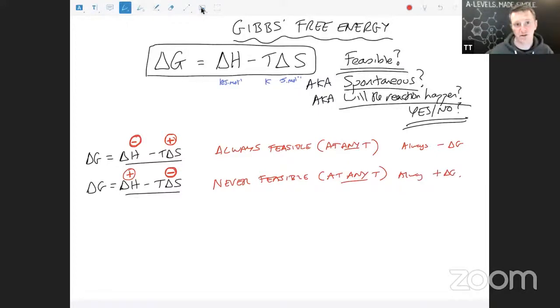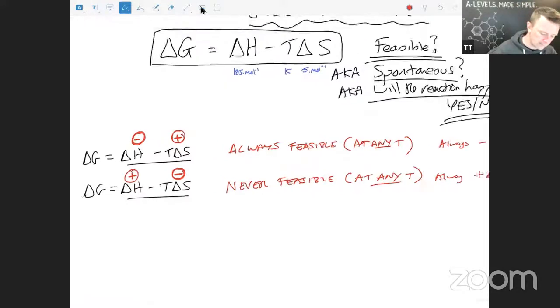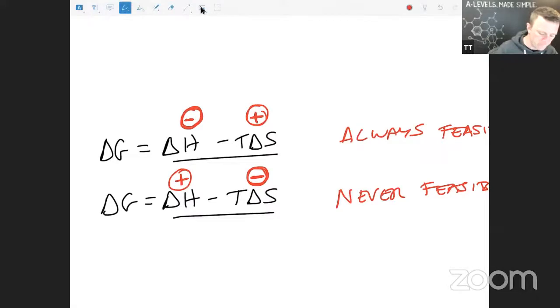Now I've seen questions ask you this: use the equation to explain why it's feasible at any temperature, or use the equation to explain why it's never feasible at any temperature. But doesn't plus and minus make a minus? Well, let's say we start with a positive number and we're taking away. This is always positive. If we take away a negative number, that means we're adding it, so it's minus minus two. If we started with 10, minus minus two, that's 12. So as long as this delta S is negative, then it can never get to zero. It can never get below zero. Are you with me? Boom.